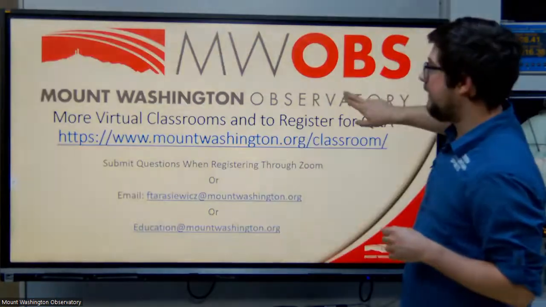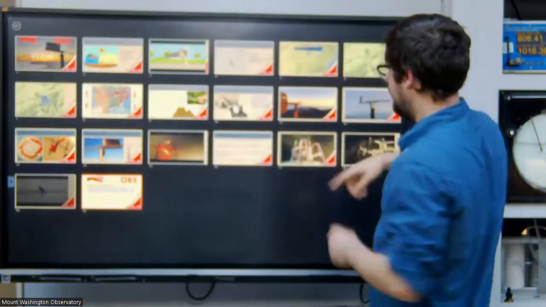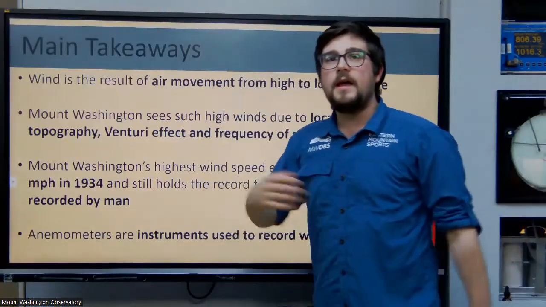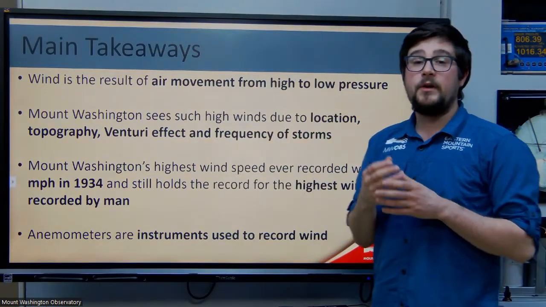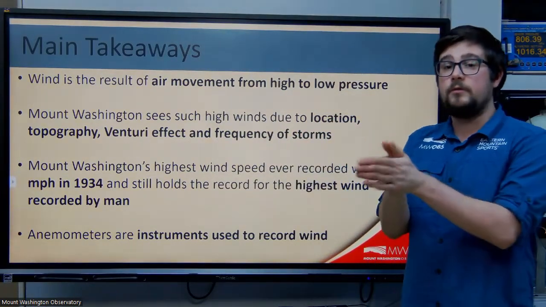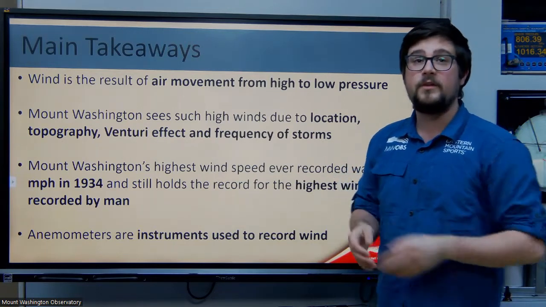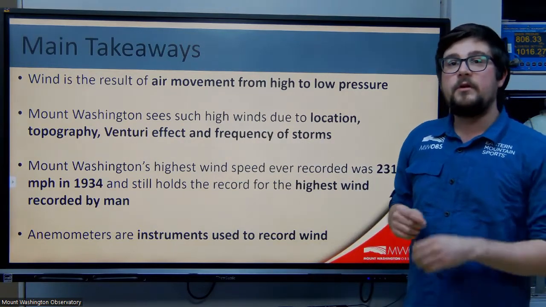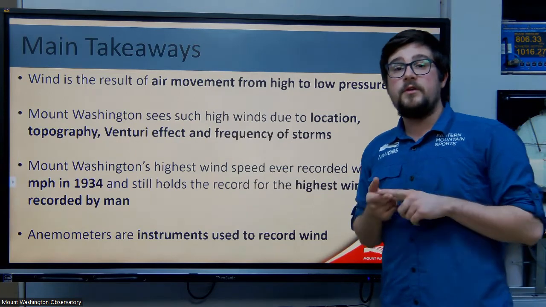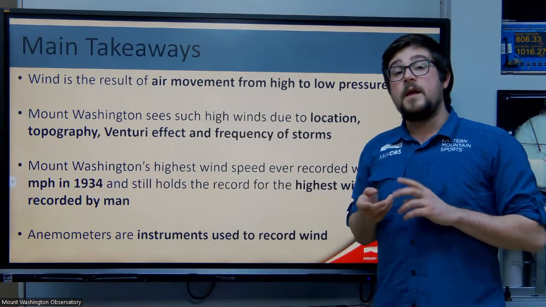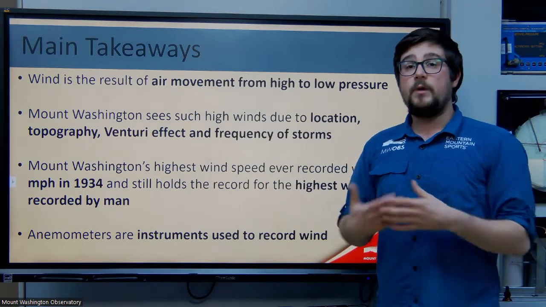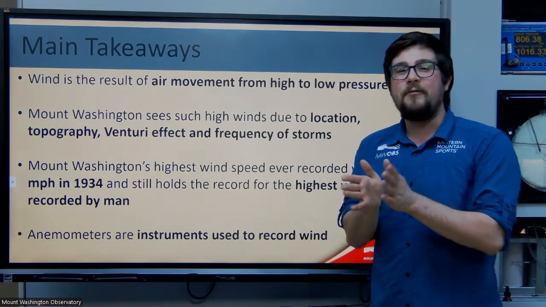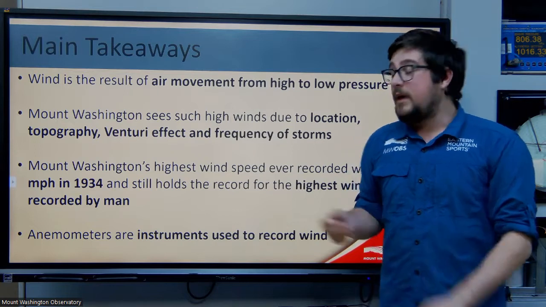Oops. Skipped ahead to the end of the slide here. We'll navigate back. I want to end here with some main takeaways. First, wind is the result of the movement of air from high to low pressure, that pressure gradient force that we talked about. Mount Washington up here sees such strong winds due to its location on the east coast of the United States, its topography, its prominence above the rest of the land, as well as the surrounding mountains acting a bit like a funnel for those winds, as well as the Venturi effect.